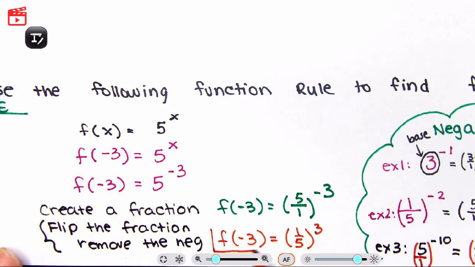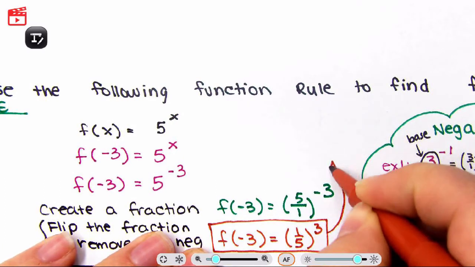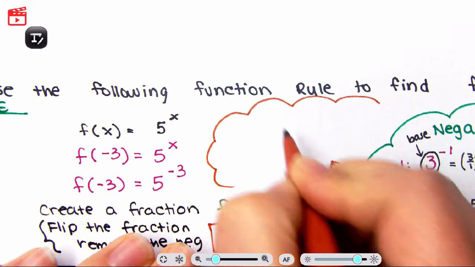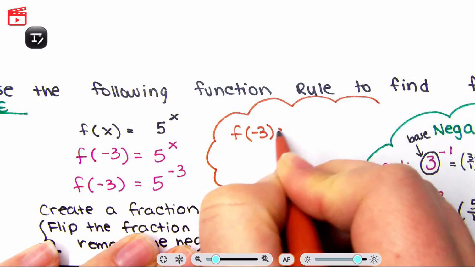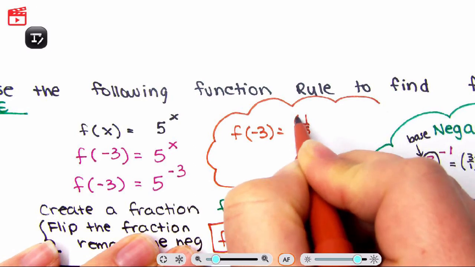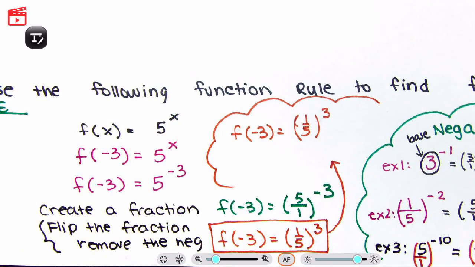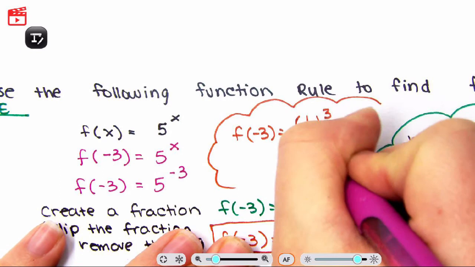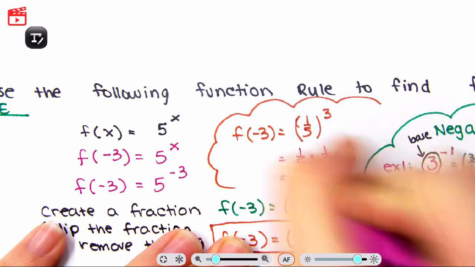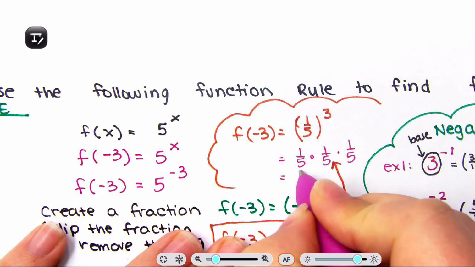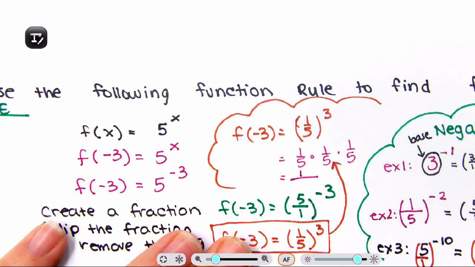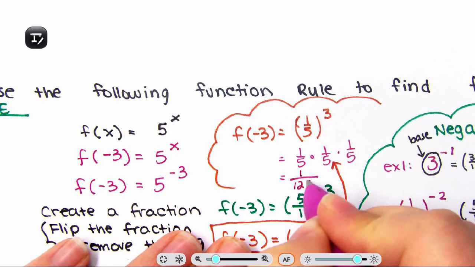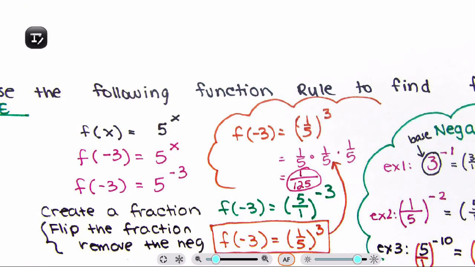Let's evaluate it. So now what does this mean? f of -3 is equal to 1/5 to the 3rd power. That just means I have 1/5, 3 times. So I have 1/5 times 1/5 times 1/5, and you're going to solve it. 1 times 1 times 1 is 1. 5 times 5 is 25. 25 times 5 is 125. And that's your answer, 1/125. It's a little bit squished here. I apologize. But hopefully you were able to follow my words and my arrows.